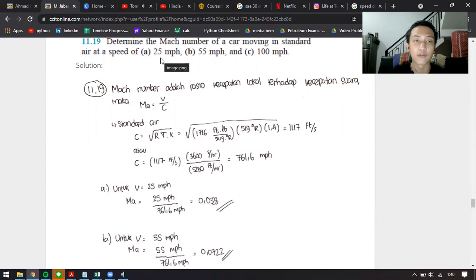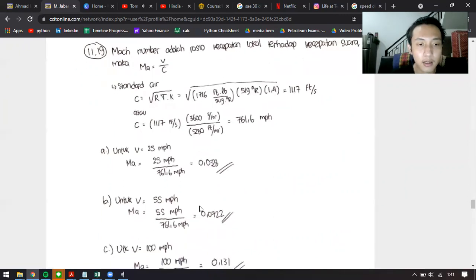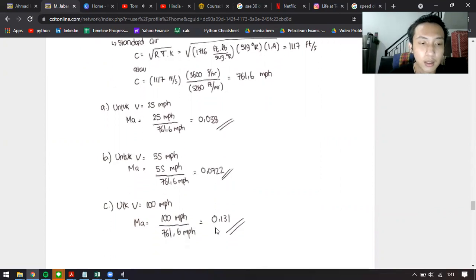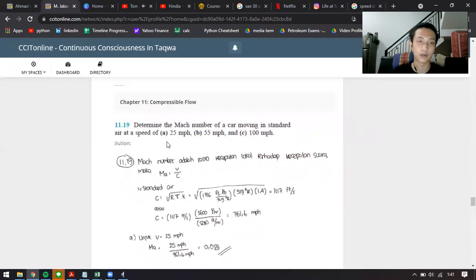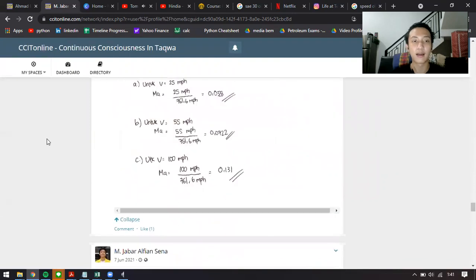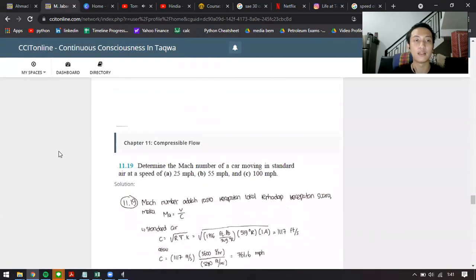Moving on, for the car moving at 25 miles per hour, the Mach is 25 per 761.6. We get a Mach number of 0.0328. For the car moving at 55 miles per hour, the Mach number is 0.0722. For the car moving at 100 miles per hour, we can calculate the Mach number as 0.131. So that's it for the compressible flow chapter.